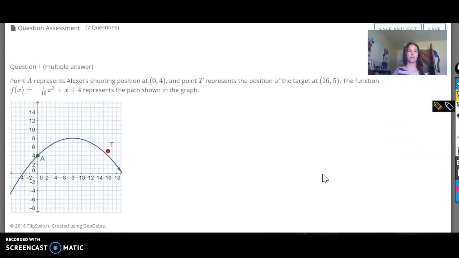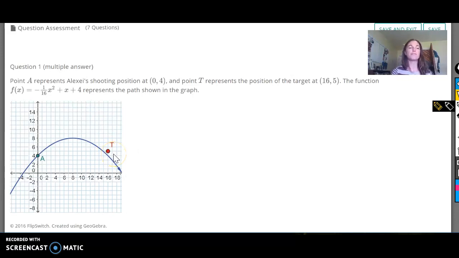So here's the graph, and we're going to come back to this many times. Let's just look at a few things on here. The point A is where he's positioned. Right now he's at 0 on the x-axis and 4 on the y-axis. This point T is his target, at 16 and 5. So he wants to hit 16 and 5.